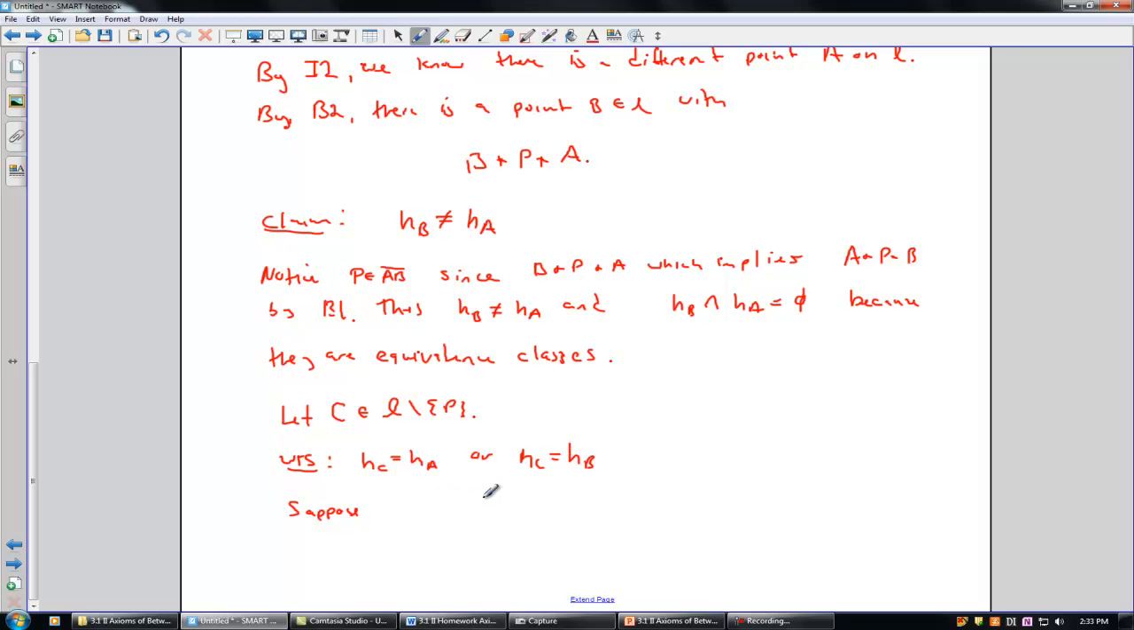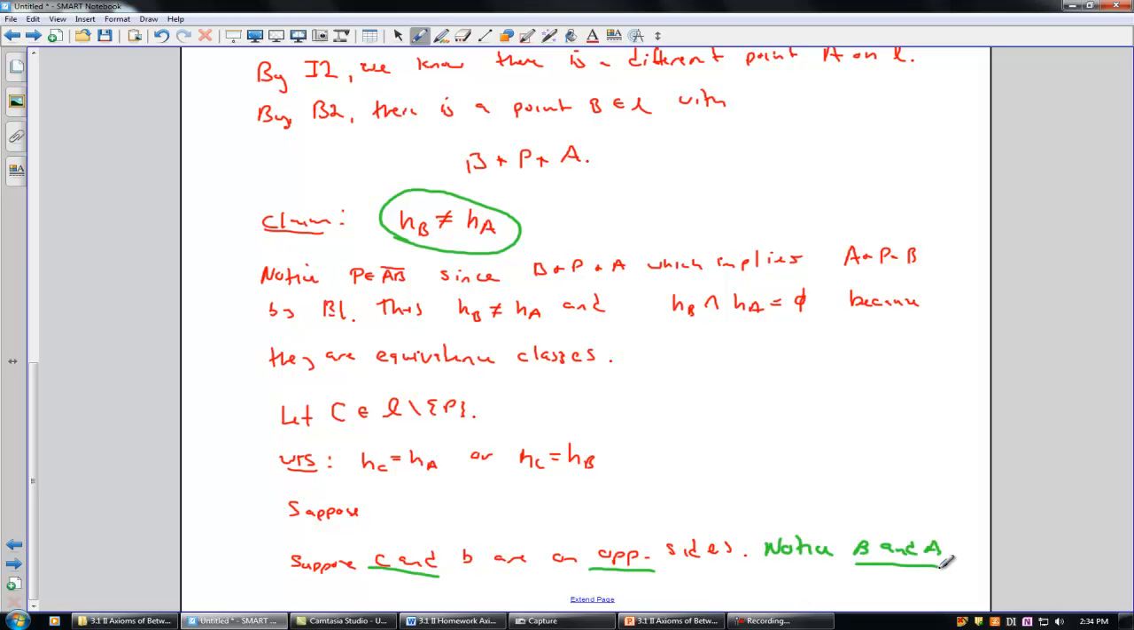Now suppose C and B are not on the same side, right? That means that C and B are on opposite sides, right? So now suppose C and B are on opposite sides. And then you want to say something like, notice that B and A are also on opposite sides. Right? And that follows from this. So let's get a different color here so we can just kind of talk about this. All right, so then you want to write something like, notice B and A are on opposite sides because of this. Right? And now we know C and B are on opposite sides, B and A are on opposite sides.